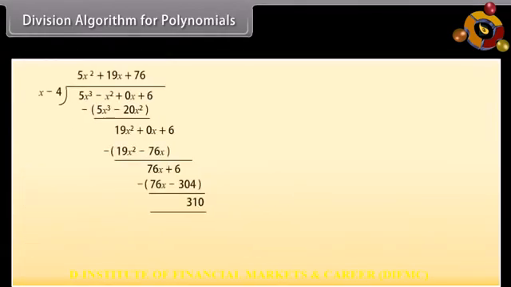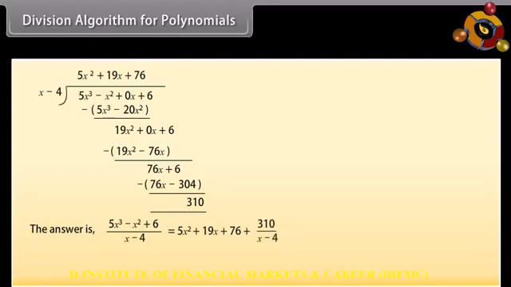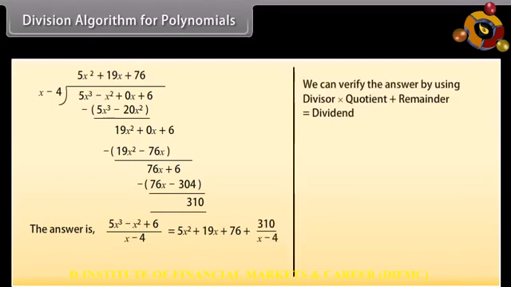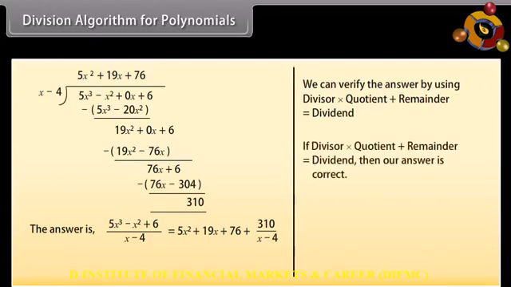Here is the rest of the work for this example. Okay, now that we have got this done, let's remember how we write the actual answer down. The answer is (5x cubed minus x squared plus 6) upon (x minus 4) is equal to 5x squared plus 19x plus 76 plus 310 upon (x minus 4). We can verify the answer by using divisor times quotient plus remainder is equal to dividend. If divisor times quotient plus remainder is equal to dividend, then our answer is correct.